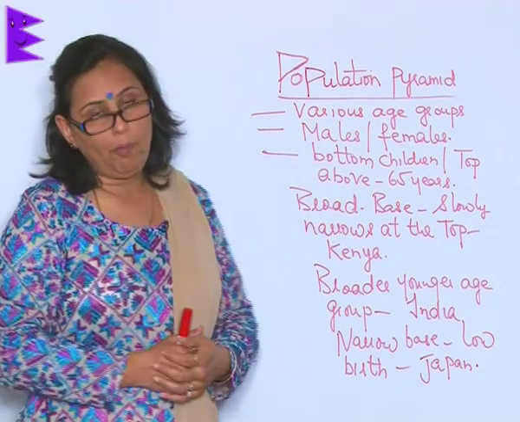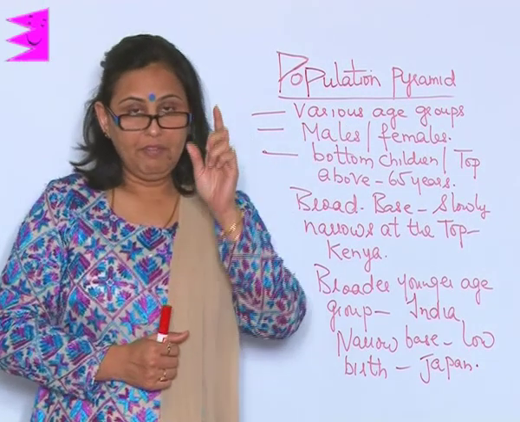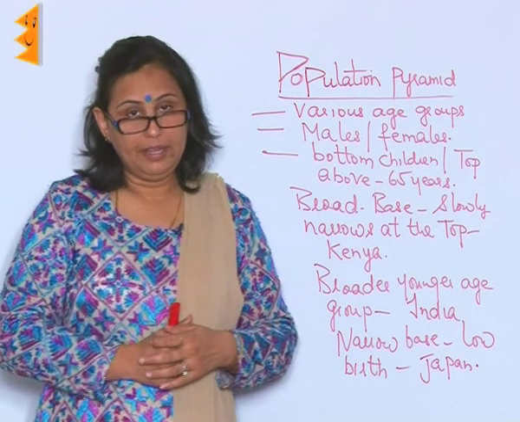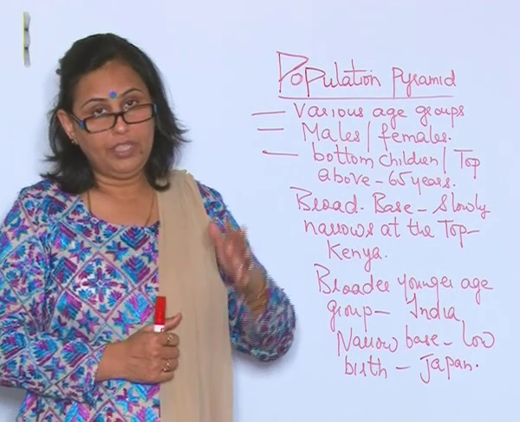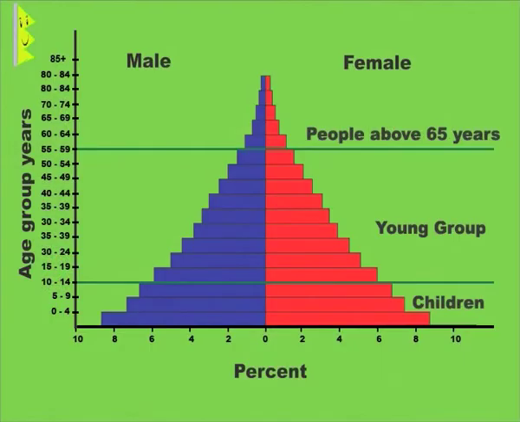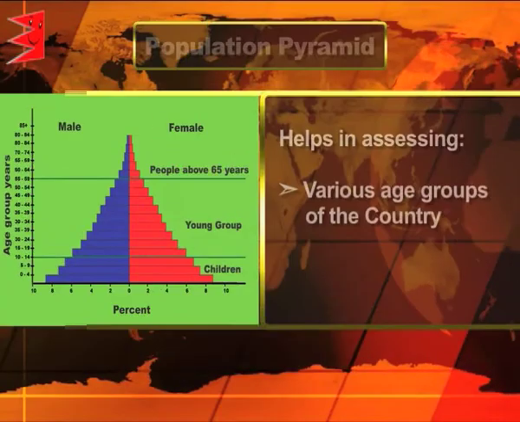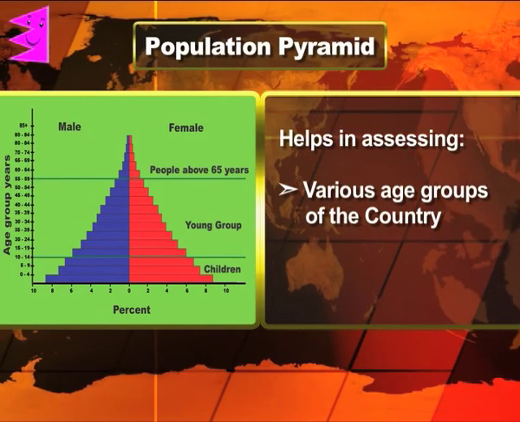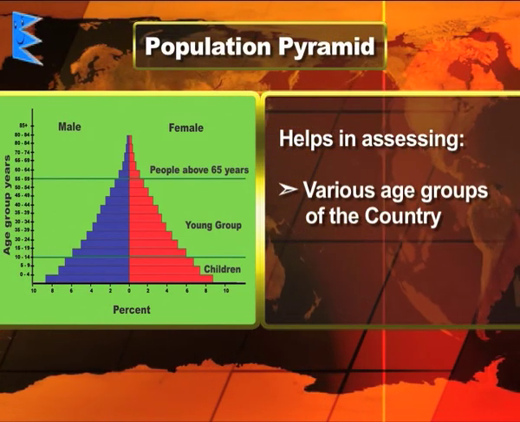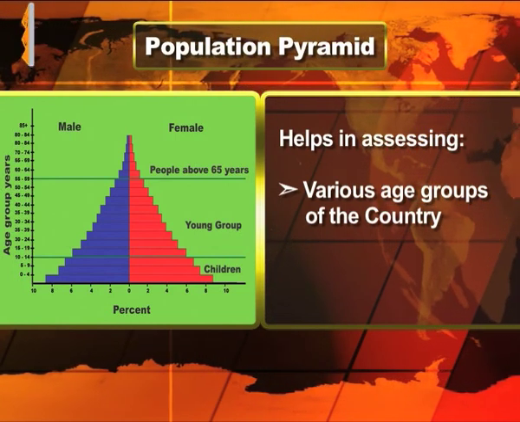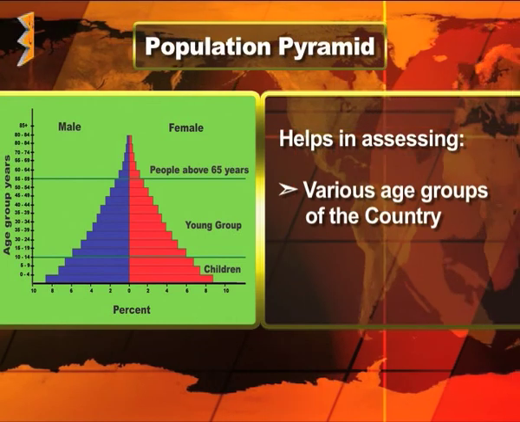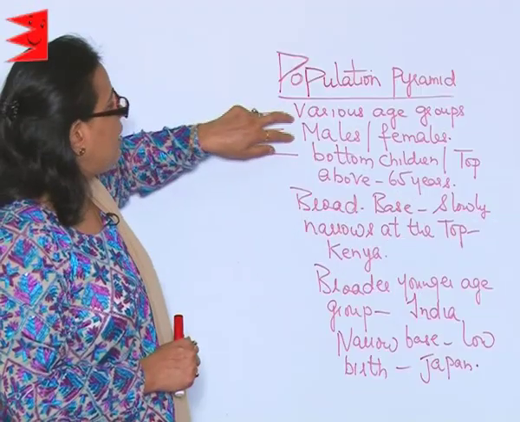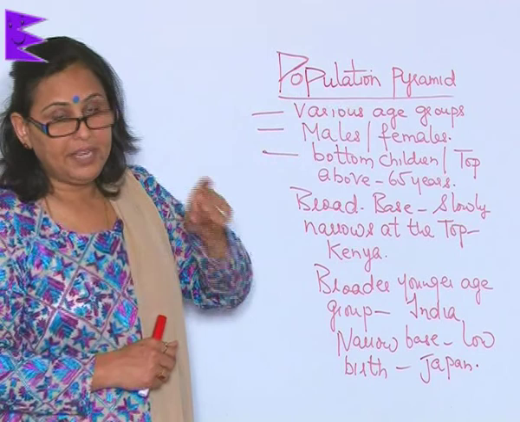Now, let us move on to the population pyramid. Whenever we have to denote certain things, we do it by some method. And here, when we have to demarcate the population, we do it by the population pyramid. This pyramid helps us in assessing the various age groups of the country, that is, whether there are more children, young people or adults, or old age. It also helps us to know the number of males and females in the country.